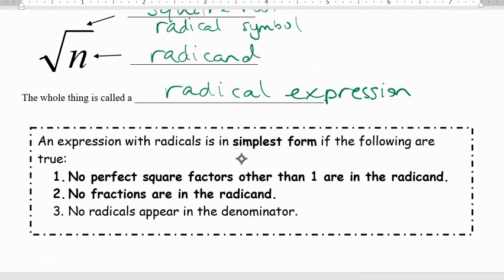An expression with radicals is in simplest form if we have these three things. There are no perfect square factors other than one in the radicand, so no perfect square numbers in here. No fractions are in here, and no radicals appear in the denominator. 2 and 3 are practically the same thing. They're the same rule. We'll see how they can be a little bit different.